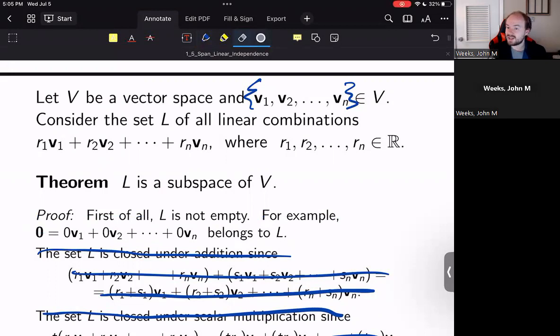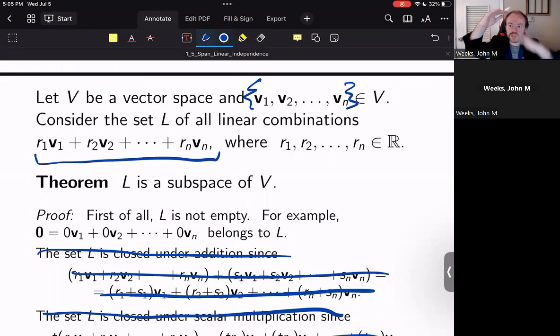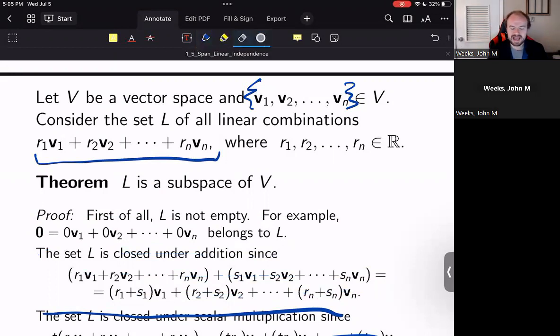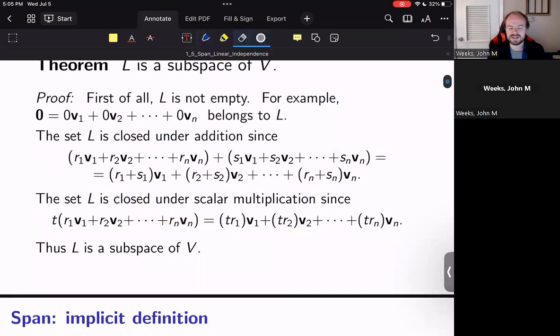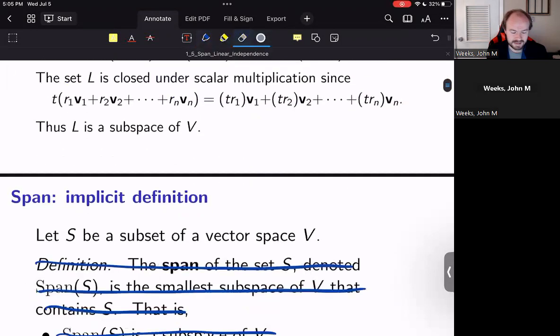Then the set L is also closed under addition. If you have two things of this form, with coefficients R1, R2, through Rn and so on, and you add two of those together, you just have to add the coefficients together. So you're closed under addition. And then finally, scalar multiplication: because these can be any scalars inside of the real numbers for the coefficients of these vectors, you also get that it is closed under scalar multiplication, and hence by our subspace test, this is a subspace of V.